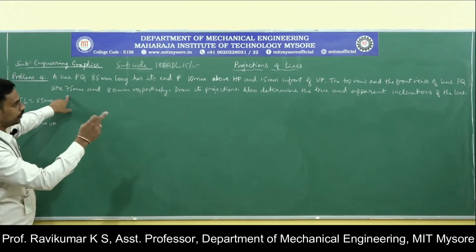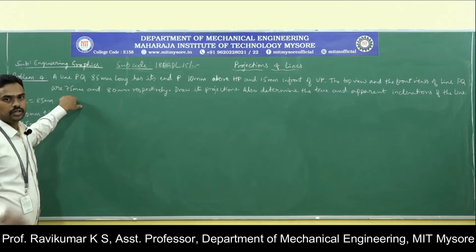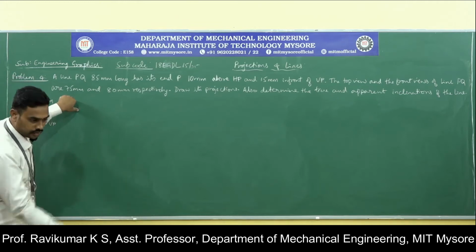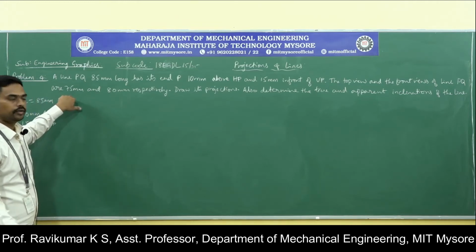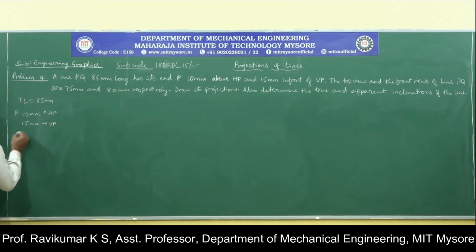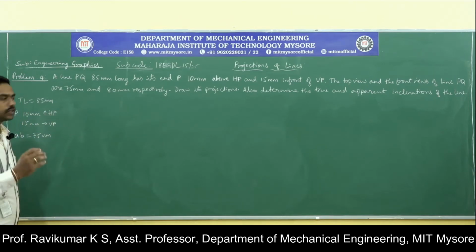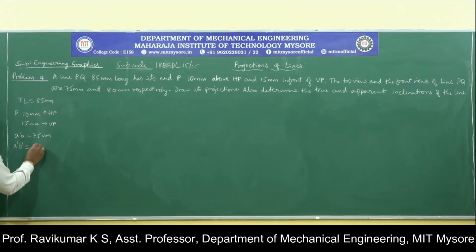So top view means the view you are going to write on HP and you are going to rotate it, so you will get it below XY line. Therefore, it is AB 75 mm. Then the front view. Front view means it is the view which is projected onto VP in the first quadrant. So it remains above XY line only. So above XY line means it is A dash B dash 80 mm.